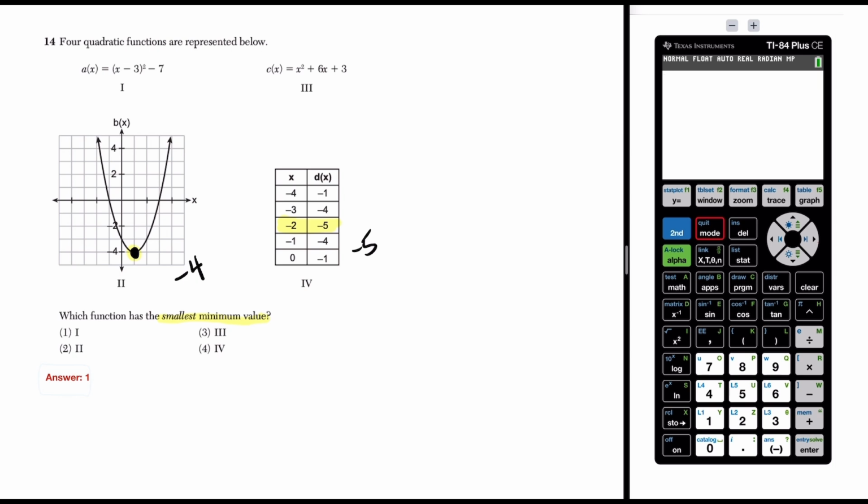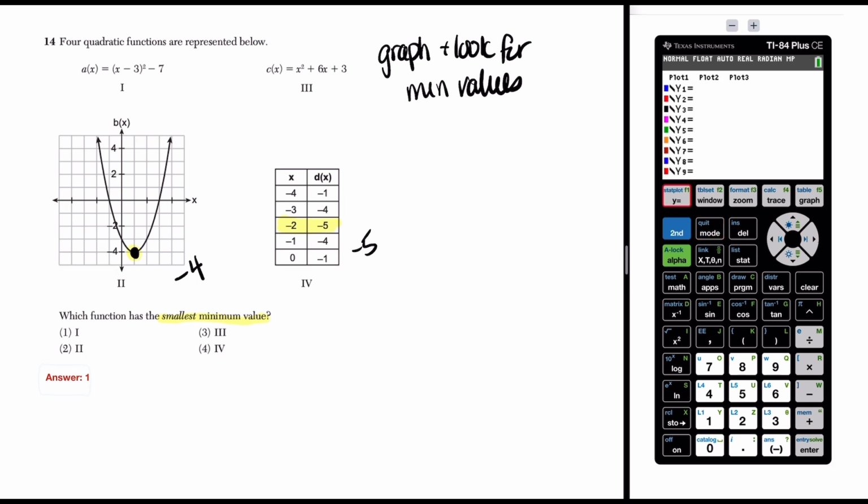So I would say graph it, and then you're going to look for the minimum values. All right, so that's going to be my method for this. So I'm going to just jump into my graphing calculator. I'm going to go into y equals, and all I'm going to do is type in my formula. So (x minus 3), close it up, squared, minus 7. So that's the first one.